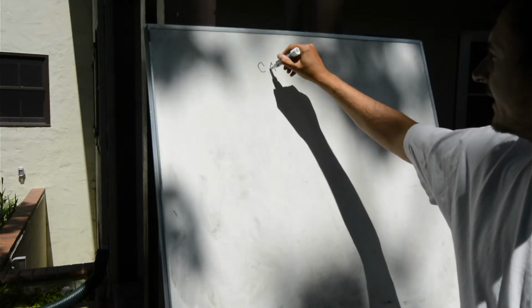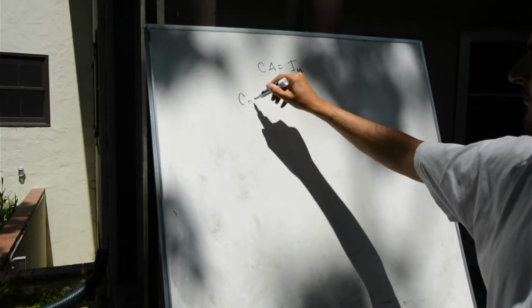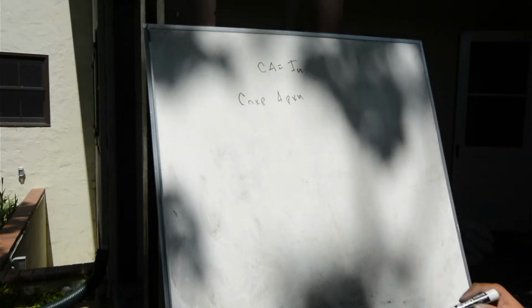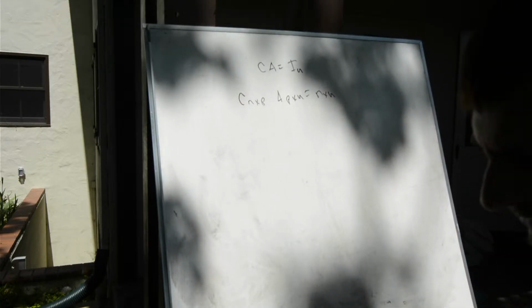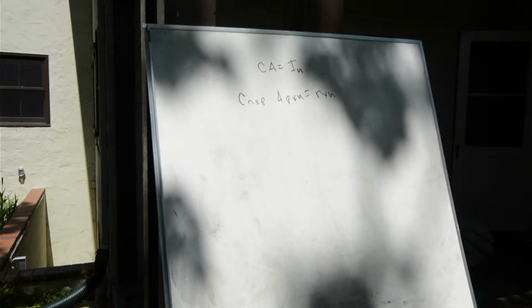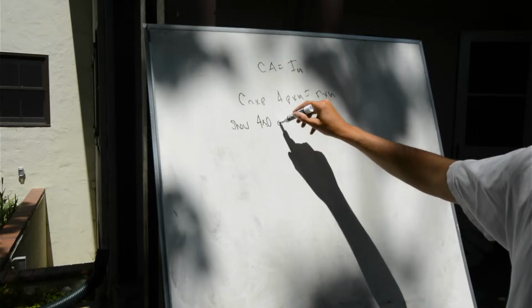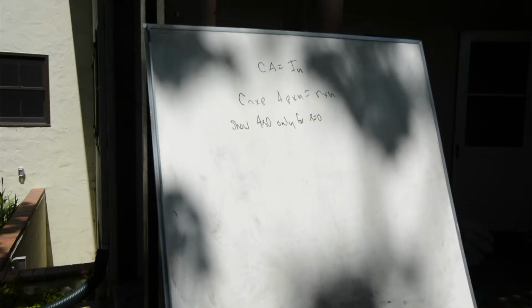We know that CA is equal to I_N. So if C is N by P and A is P by N, then the resulting matrix is going to be N by N. Now what we want to know is to show AX equals 0 only for X equals 0. All right, this one's a good one.